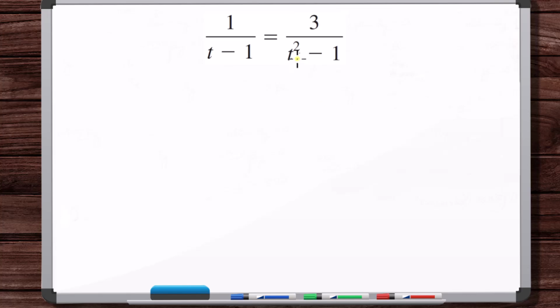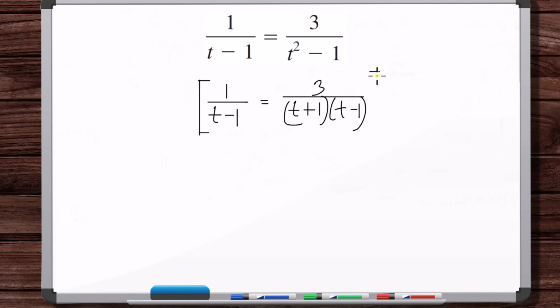This is still a rational equation, right? So it's t to the second power. That's fine. You could have a variable to any whole number power in a denominator. We call it rational. But to see what the least common denominator is, let's go ahead and factor this. This is a difference of 2 squares. Now we can more clearly see what the least common denominator is. So it's going to be t minus 1 times t plus 1.